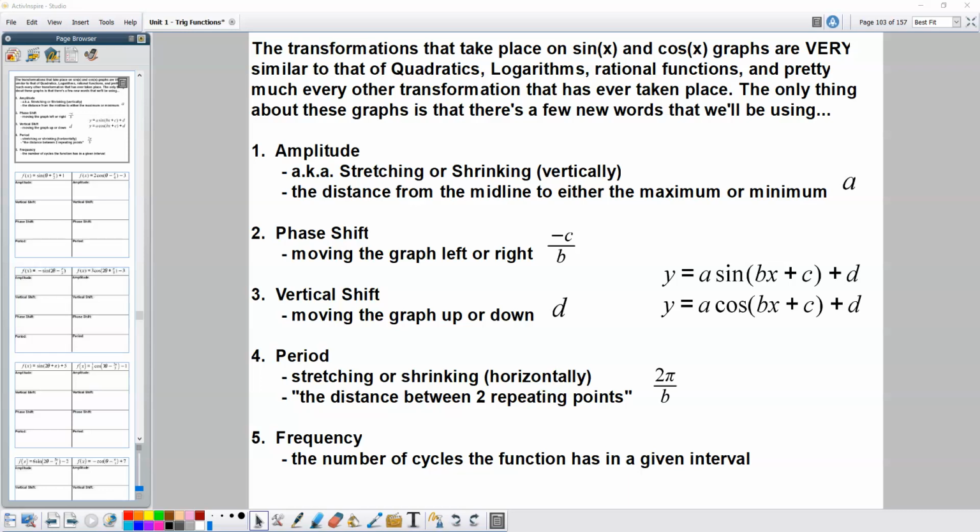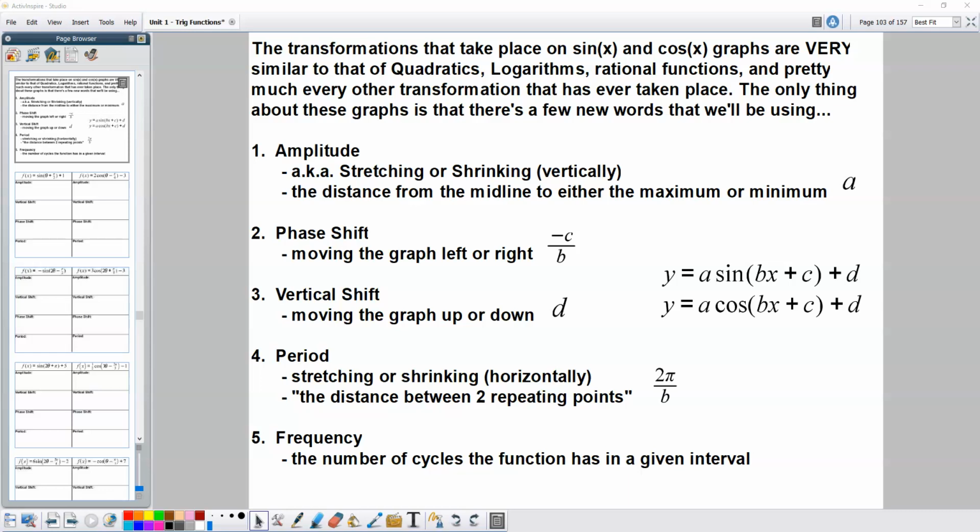Period. I kind of think about period as how stretched out the accordion is. So normally it takes 2 pi, from 0 to 2 pi, for us to make one little part of the graph, and then the graph starts repeating. Well, I said the distance between two repeating points. So whenever the graph starts repeating is how long a period is.